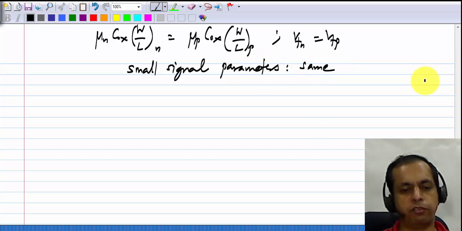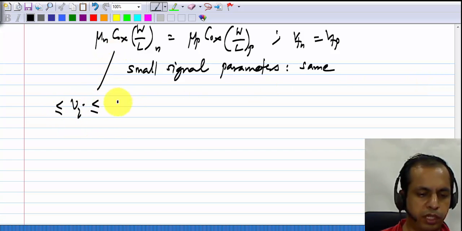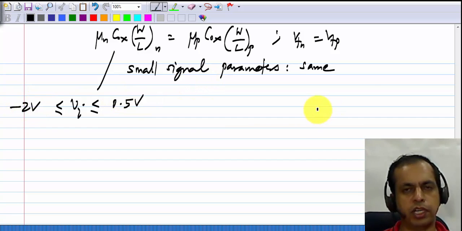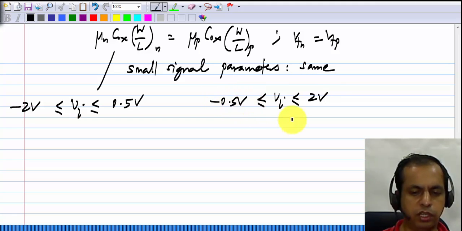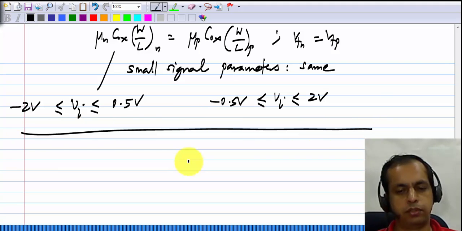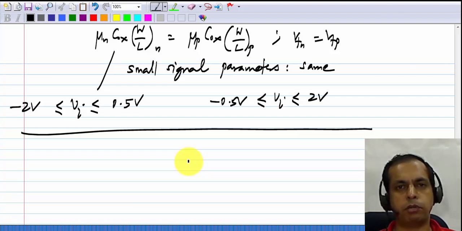But the swing limits will be reversed. If the NMOS circuit had, let's say, Vi which was limited to half a volt on the positive side and minus 2 volts on the negative side, the PMOS circuit would be limited to plus 2 volts on the positive side and minus half a volt on the negative side, because the swing limits will be reversed. Okay. So that's the difference between NMOS and PMOS. And this also provides you additional flexibility. Sometimes it's more convenient to use PMOS, sometimes NMOS, which we will see when you come to more sophisticated circuits. Okay.